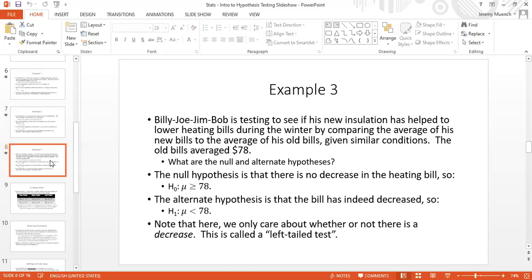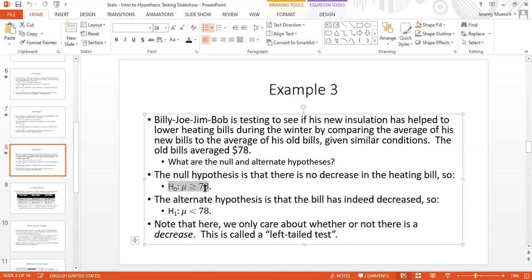So we want to see if something's lower than his old 78. So the null hypothesis is that there's no decrease. The null hypothesis is that things are unchanged in any way that we care about, at least. So the mean is not lower than 78. In other words, greater than or equal to 78. So if somehow the heating bills went up, for the purposes of this test, at least, I wouldn't detect that. And that's one of the shortcomings of a one-tailed test, like a left-tailed test.